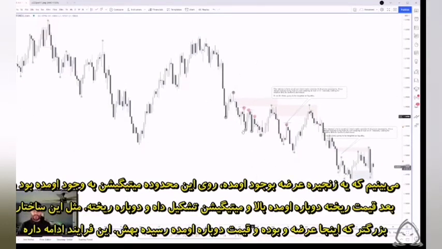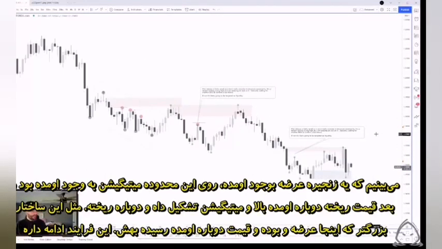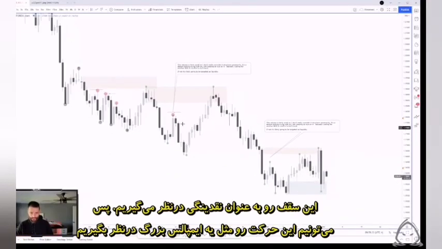And even if we just move over here, we can see that we have supply here, we tap in, and then we continue to the downside. And then we're just continuing that process once more. We take this high as liquidity. So what you can view this as is one large impulse.